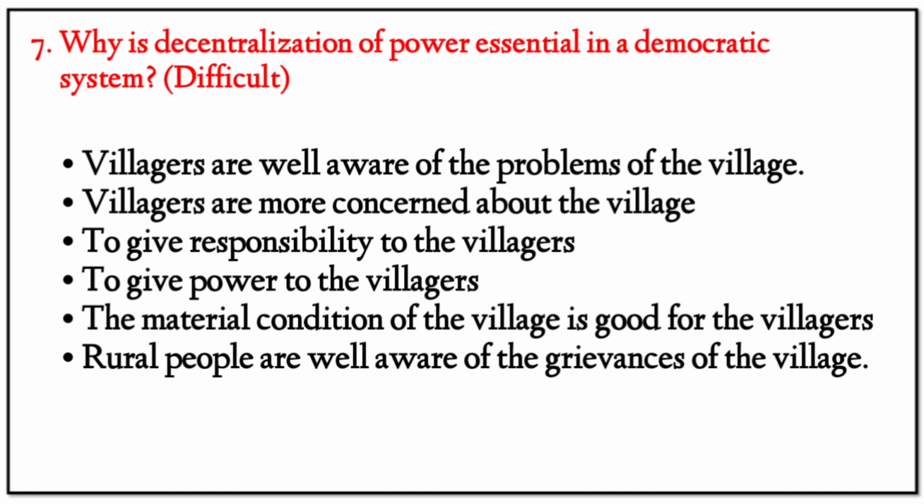Answer: Villagers are well aware of the problems of the village. Villagers are more concerned about the village. To give responsibility to the villagers, to give power to the villagers. The material condition of the village is good for the villagers. Rural people are well aware of the grievances of the village.